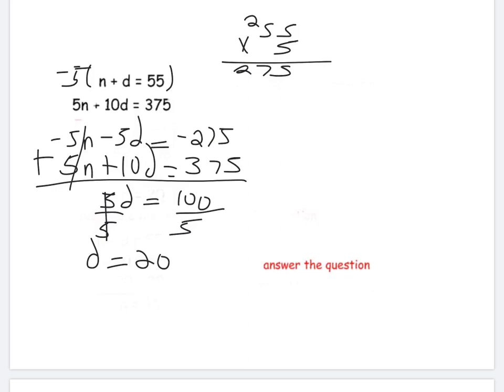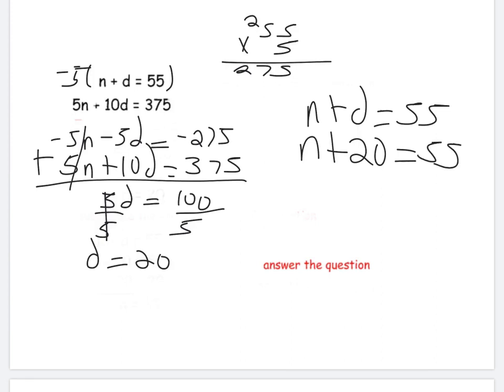So what I would do to figure out the number of nickels is you have to use one of your original equations. I would use the top one since it's way simpler. I have n plus d is equal to 55. I know that there are 20 dimes, so I have n plus 20 instead of the dimes equals 55. To solve for n, I have to get rid of the 20 by subtracting 20 from both sides. The two 20s would cancel each other out. I'm left with n, and then 55 minus 20 gives me 35.